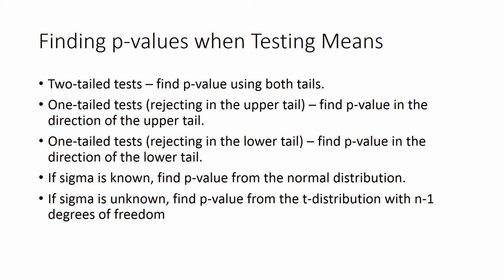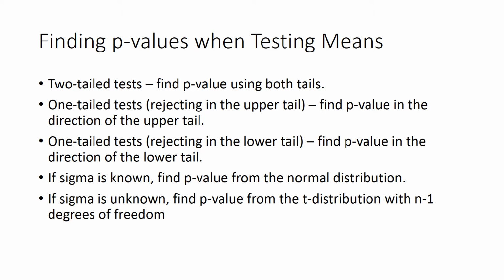If the alternate hypothesis says something like this, mu is greater than 10, this tells you it's a one-tailed test. With one-tailed tests, you always calculate the p-value using the area in the direction of the rejection region. So when the alternate says mu is greater than 10, you reject in the direction of the upper tail.